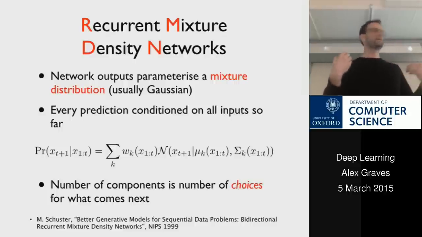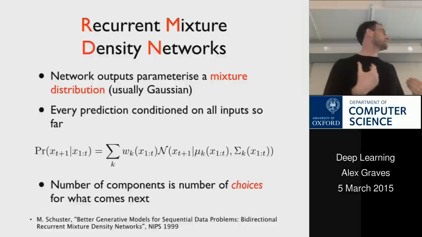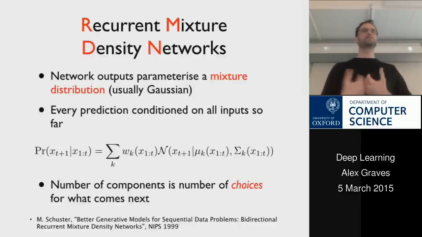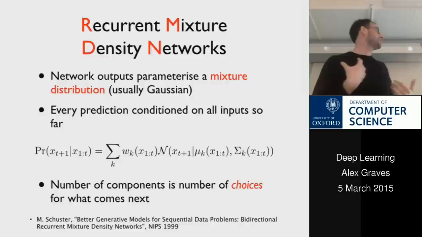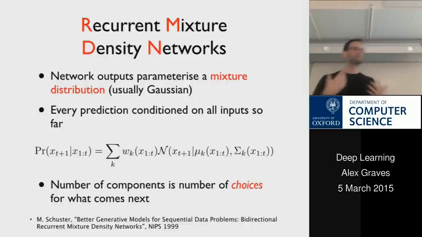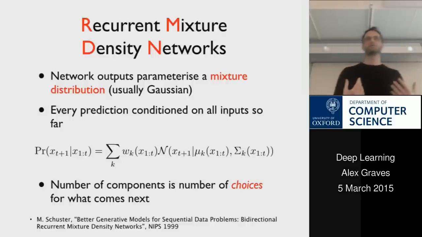All it means is that the network outputs are used as the parameters for a mixture distribution, typically a mixture of Gaussians. You've probably heard about Gaussian mixture models before. This is a little bit different in that I'm not fitting a single mixture of Gaussians to an entire data set.